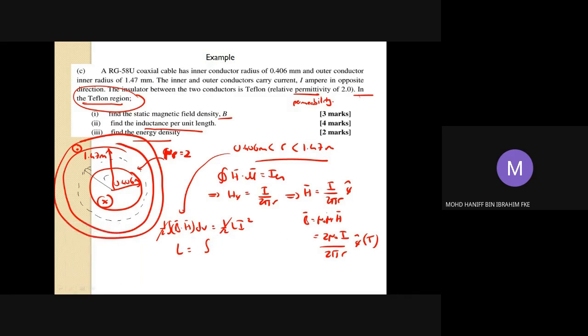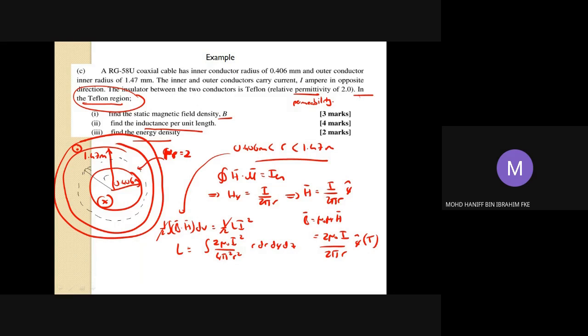Okay, so B times B dot H, so we're going to have 2 mu naught I squared divided by 4 pi squared R squared, okay, and the dV, because this is based on a cylindrical system, coaxial cable, so that should be R dr dphi dz.